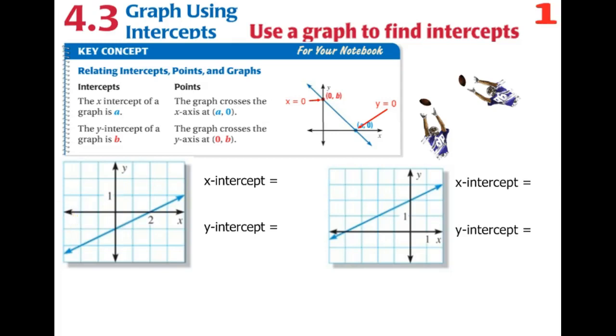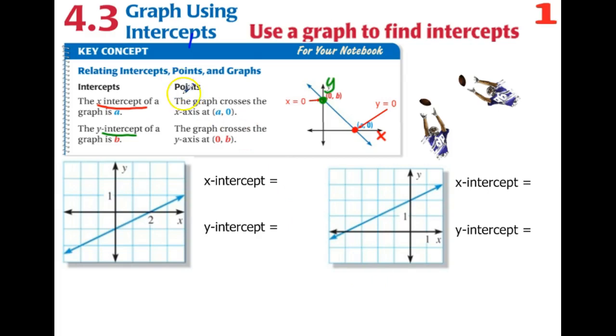Good morning. Today we are going to look at 4.3, which is graphing using intercepts, and then also at 4.4, which is using slope. So first we're going to use a graph to find intercepts. It says the x-intercept of a graph is at point A right here, because this point is where it's crossing the x-axis. And then the y-intercept is right here at point B, because that's where it's crossing the y-axis.